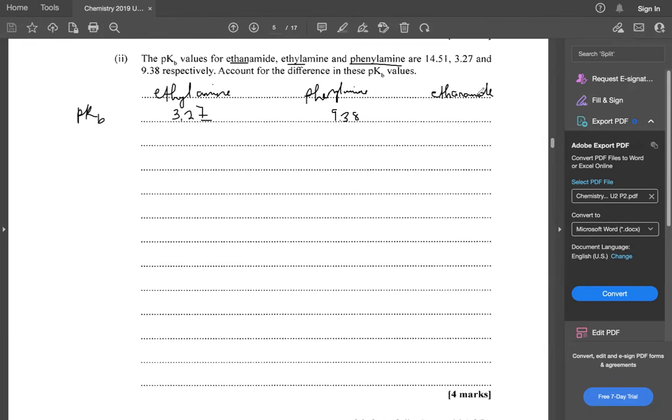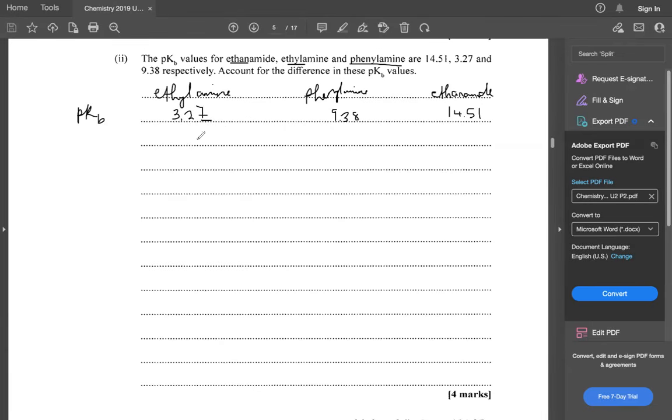And then for ethanamide, they said it was 14.51. Right? So now I've arranged them from lowest pKb to highest pKb. So I'm going to draw the structure now, and then we'll discuss the differences that we see, okay?